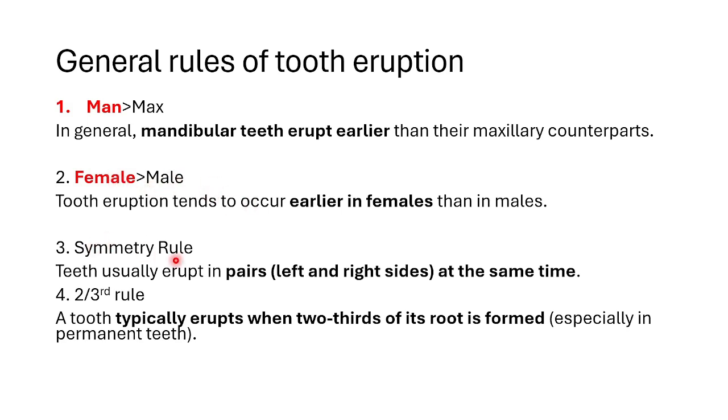And there's this symmetry rule, which says that teeth usually erupt in pairs, that is, the left and right tooth erupt synchronously at the same time. And our fourth rule is the 2/3 rule, which says that a permanent tooth typically starts to erupt when about 2/3, or 66%, of the root is formed. So this means that the root doesn't have to be fully developed. Eruption begins once it has roughly covered 2/3 of its completion.